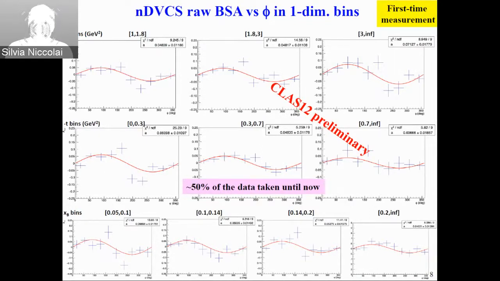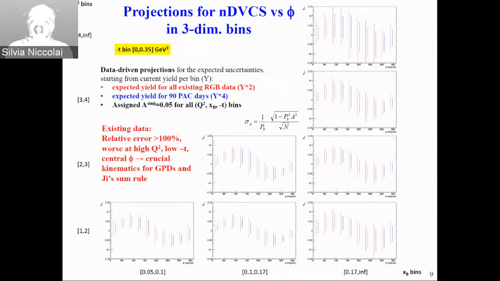What we can see from here is the size of the asymmetry, which is very small. It's of the level of 5%. The error bars at this stage are pretty big. And still, it's a first-time observation of this asymmetry. And we have produced projections using this data to give a sense of the precision we can achieve by receiving the full 90 days for the experiment.